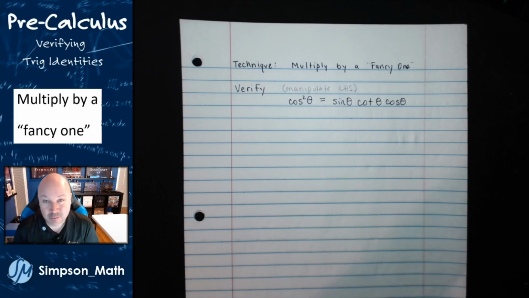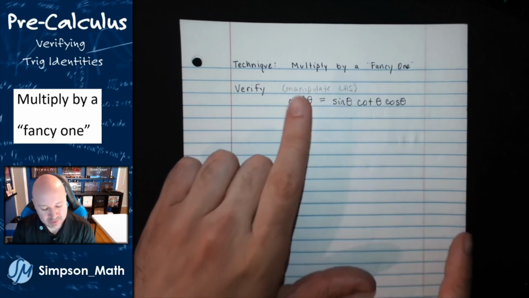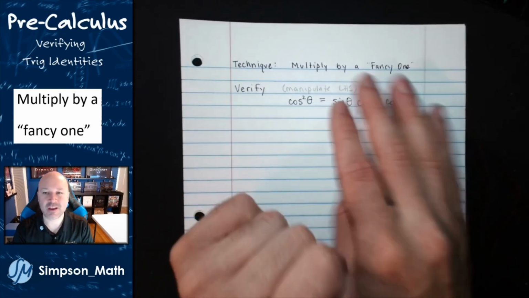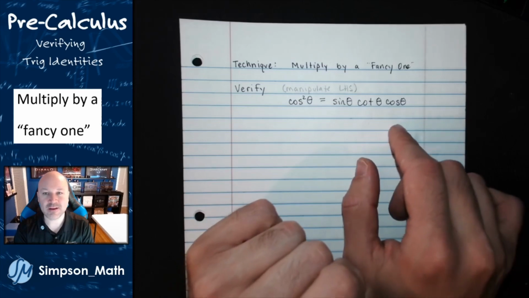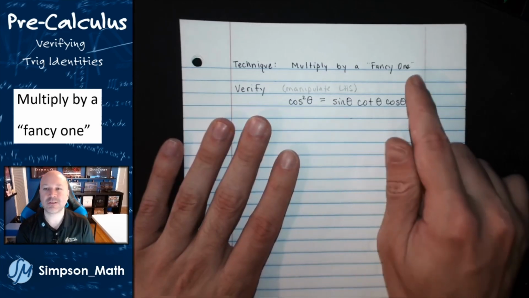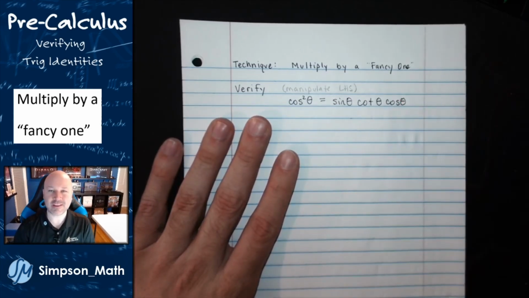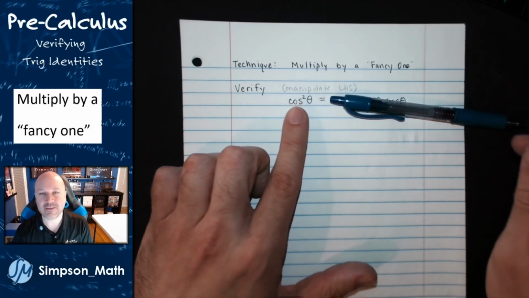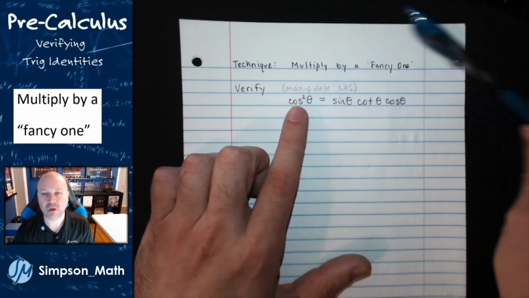In this problem, we're going to try out a fancy one technique. So this particular identity, I think it would be really easy if I rewrote everything in terms of sine and cosine and manipulated the right-hand side. But to force us to learn this fancy one, I want to manipulate the left-hand side of the equation.